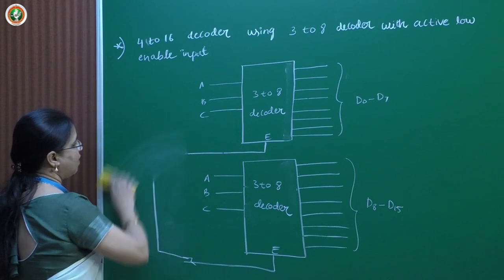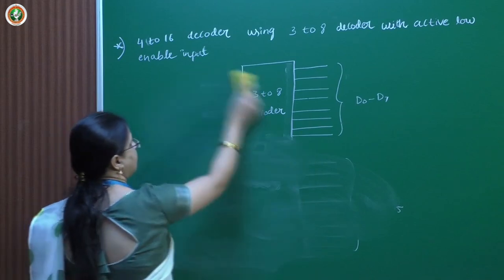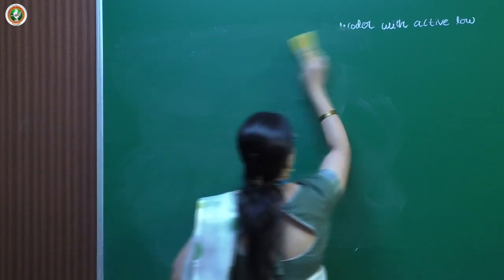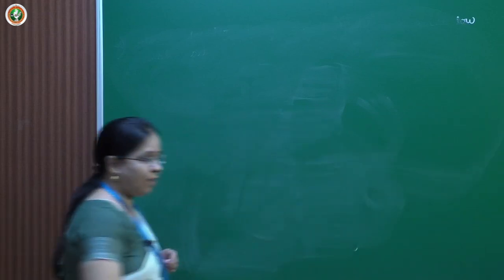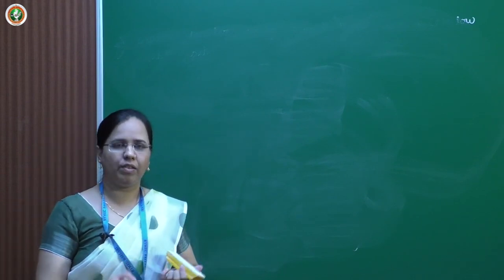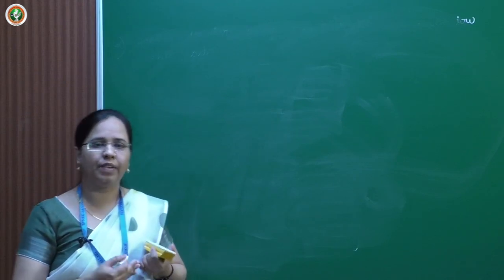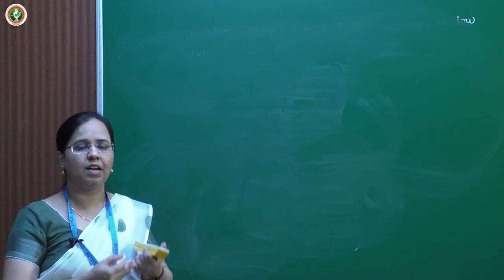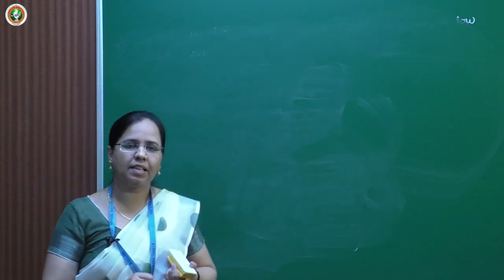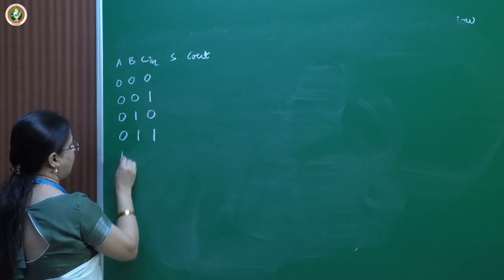As I told you in the previous video, since your decoder is generating all the minterms of a truth table, I can design any logic circuit with the help of a decoder circuit. In the previous video we saw how to design the full adder with normal logic gates. Now I want to design the full adder circuit with the help of a decoder circuit. In order to do that, let me write the truth table quickly.